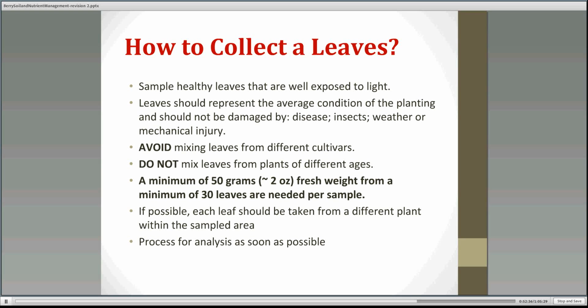And you want a minimum of 2 ounces of fresh weight leaves, typically 30 leaves for each sample. If possible, try to collect each leaf from a different plant within the sample area, and then try to process your leaves for analysis as soon as possible.